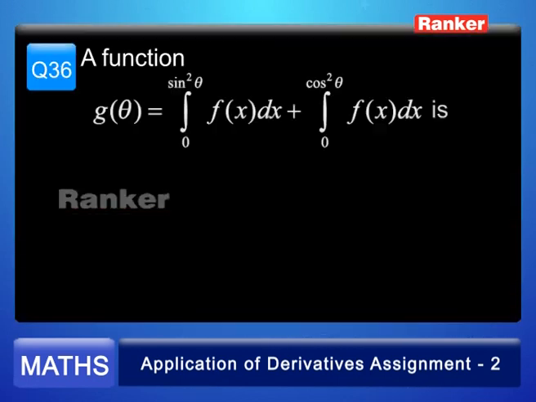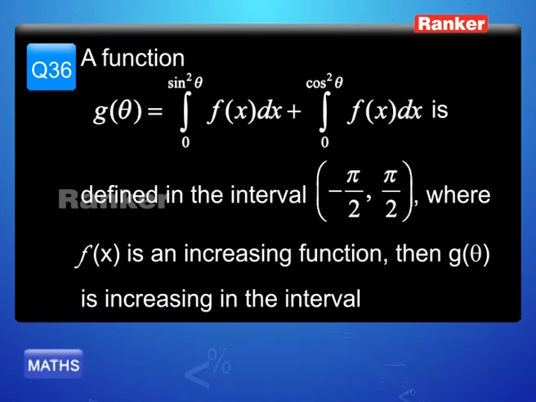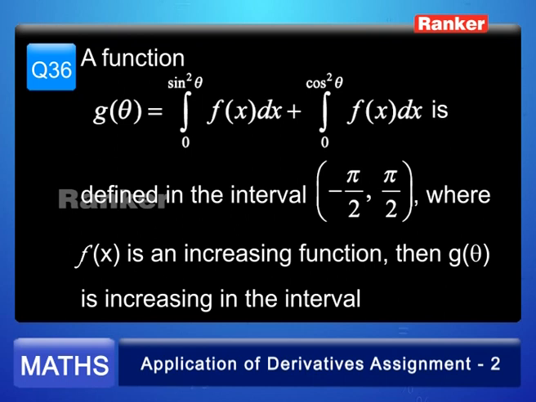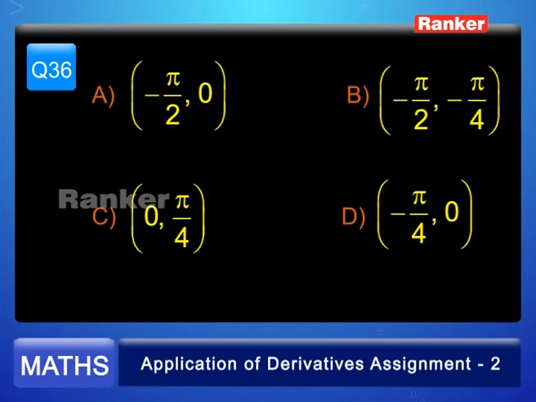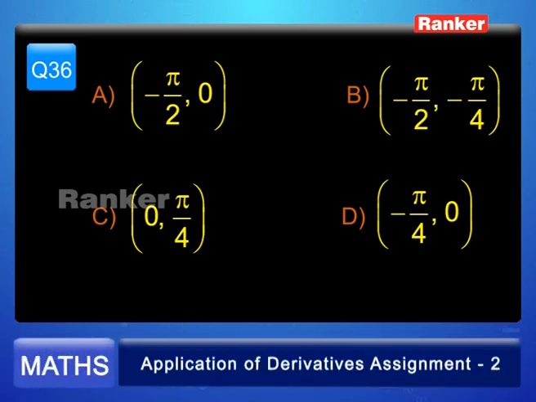Next question, a function g of theta is equal to integral 0 to sin square theta f of x dx plus integral 0 to cos square theta f of x dx is defined in the interval minus pi by 2 to pi by 2, where f of x is an increasing function, then g theta is increasing in the interval option A minus pi by 2 to 0, option B minus pi by 2 to minus pi by 4, option C 0 to pi by 4, and option D minus pi by 4 to 0.